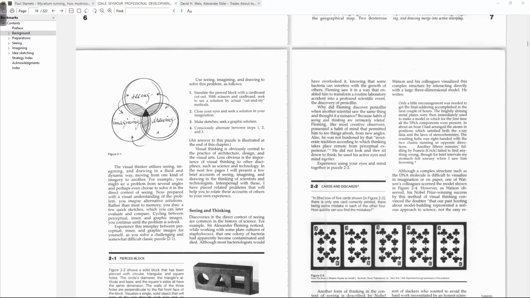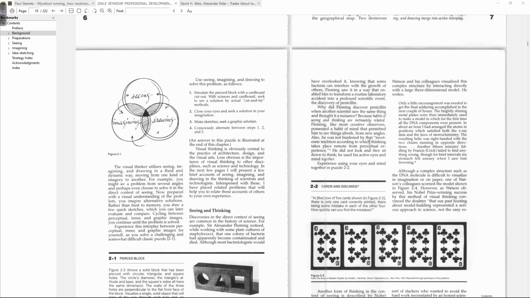Why did Fleming discover penicillin when another scientist saw the same thing and thought it nonsense? Because habits of seeing and thinking are intimately related. Fleming, like most creative observers, possessed a habit of mind that permitted him to see things afresh from new angles.